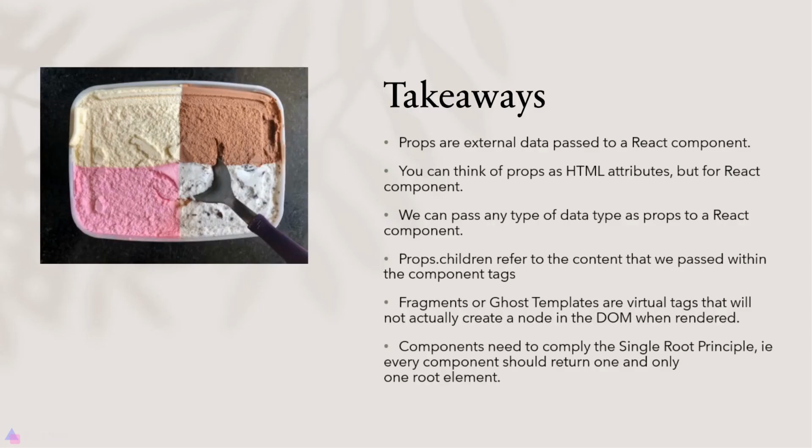Key takeaways for this lesson. Props are external data passed to a React component. You can think of props as HTML attributes, but for React components. We can pass any kind of data type as props to a React component. Props.children refers to the content that we pass within the component tags. Fragments or ghost templates are virtual tags that will not actually create a node in the DOM when the component is rendered. Components need to comply with the single root principle. In other words, every component should return one and only one root element.